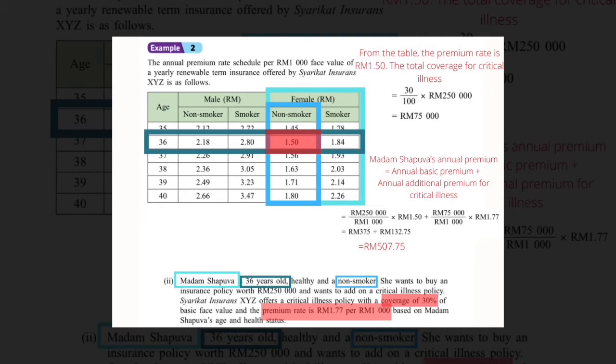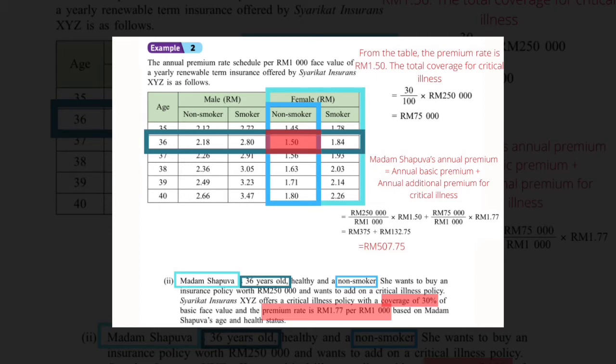From the question, we could determine that Madam Shapova is a 36 years old non-smoker female, and that would help us to scale down the premium rate from the table, which is RM1.50. Then we determine the total coverage for critical illness by calculating 30% of the basic face value.